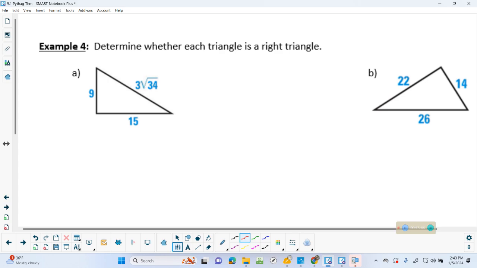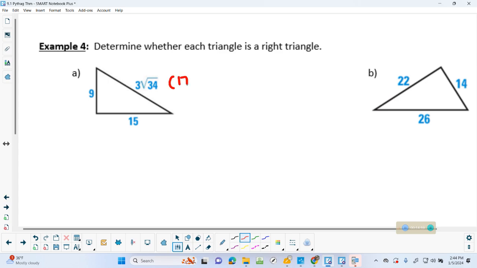Not a trick question. What? 3 square roots of 34. Now, I'm a little nervous about that because of the square root in it. And sometimes I like to be mean to kids and make it tricky on you. That's how I roll. So I would just double check and punch 3 square roots of 34 in your calculator. It's going to give you a decimal. Let's make sure that is the biggest side. What's 3 square roots of 34 about?